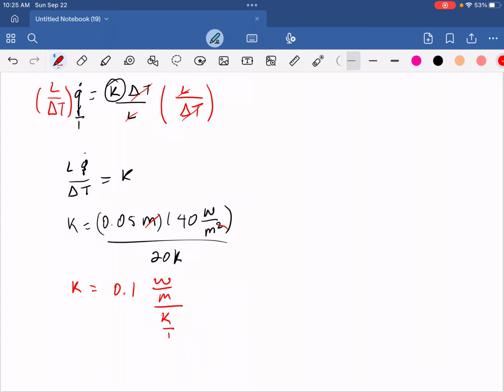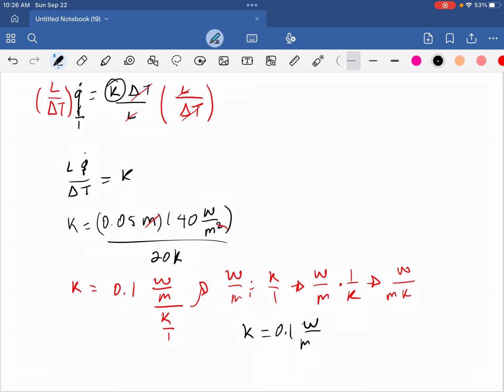Again, this is over 1, right? If I want to fix this, I have watts divided by meter, which are divided by kelvins over 1. So watts divided by meter times 1 over kelvin. Essentially the same procedure on the top. So watts divided by meter kelvin. My final answer is going to be 0.1 watts divided by meter kelvin. Okay, and that's it. I hope this helps.